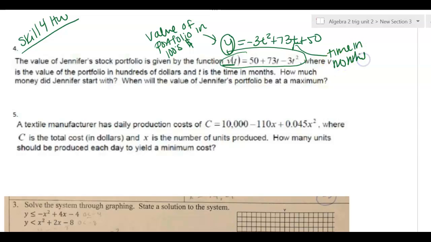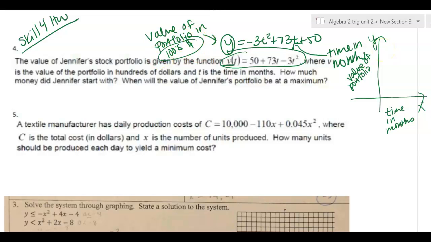Again, I can make myself a little sketch here, maybe just the first quadrant, and my X-axis and my Y-axis, and my X or my T here is time in months. My Y is the value of the portfolio. And when you're translating that back to a real life scenario, don't forget that it's measured in hundreds of dollars. And this parabola has a lead coefficient of -3.